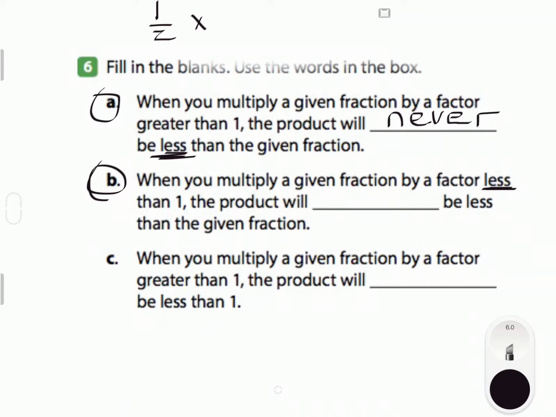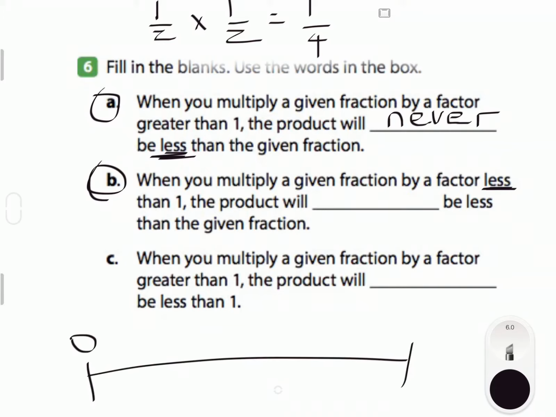We also have, let's see, 1/2. That is a fraction we're familiar with, and it's less than 1. If we take 1/2 times 1/2, we get 1/4, which we've learned is less than a half. We could place it on a number line right here as 1/2, and 1/4 is over here. So that's less than 1. We'll go back and pick the words apart. When you multiply a given fraction by a factor less than 1, the product will blank be less than the given fraction. It's going to be smaller, and it will always be that way. And that was part of today's lesson.